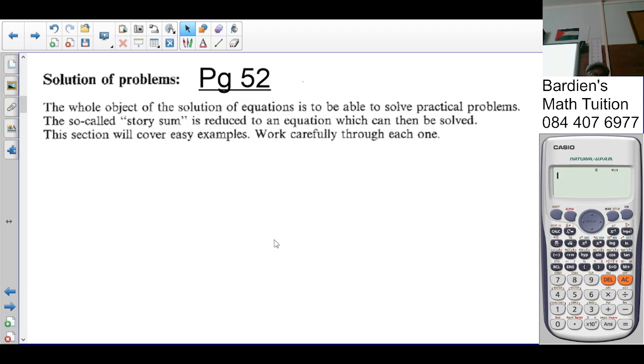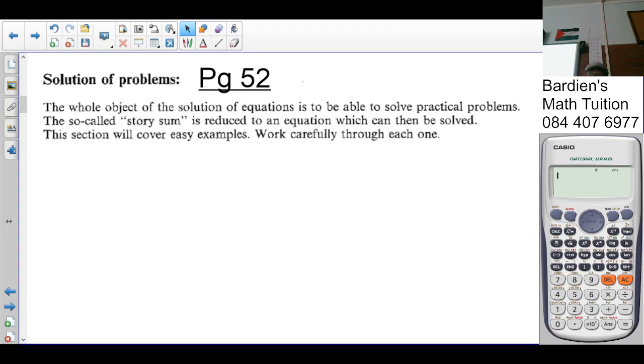This section will cover easy examples. Work carefully through each one. So for now, the word problems are simple. As you go through high school, it becomes more complex, but it is built on your understanding of grade 8 and 9.